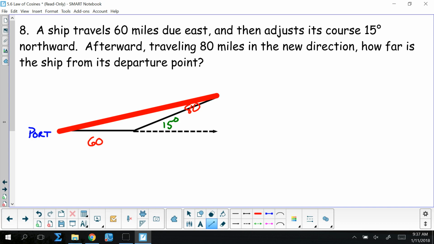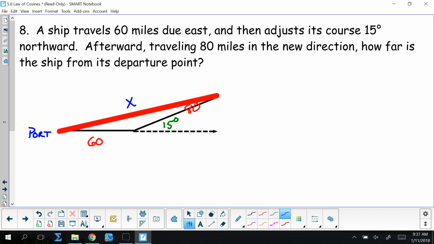So we need to find that length, correct? So let's call that length, what do you want to call it? We'll call that length X.